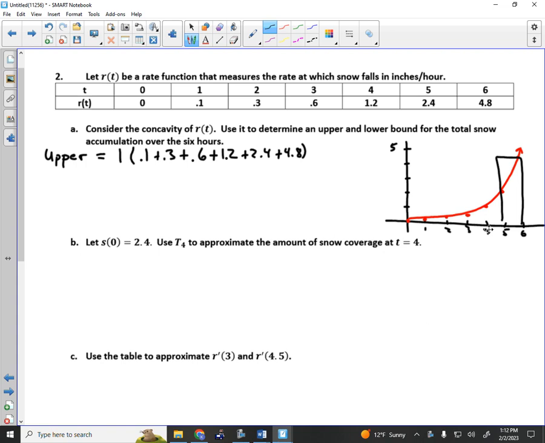So pretty much part A, we're just finding the right and left hand side. Yep. So I have 0.1 plus 0.3 plus 0.6, that's 1. Then I get 2.2. Then I get 4.6, 9.4. So 9.4 inches have fallen approximately.